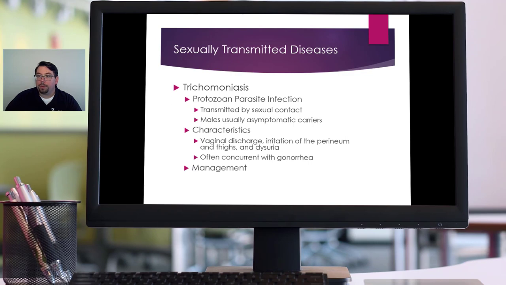Trichomonas is a protozoa parasite infection transmitted by sexual contact. Males are typically asymptomatic as carriers, but we see a lot of vaginal discharge, irritations of perineum and thighs, along with some discharge. Again, oftentimes it will go along with or be partnered with gonorrhea.